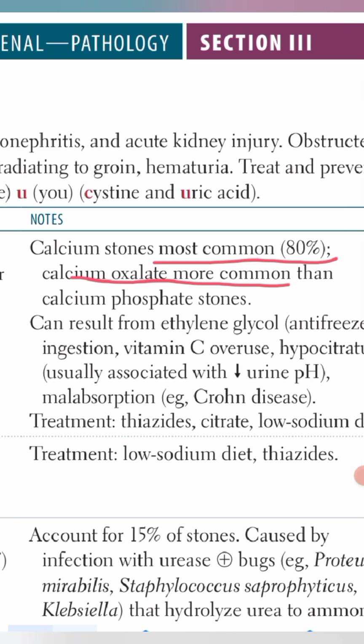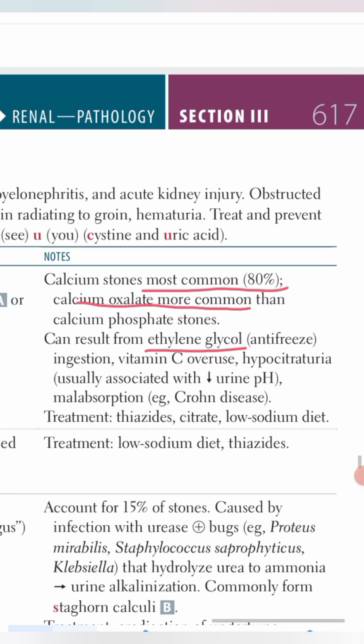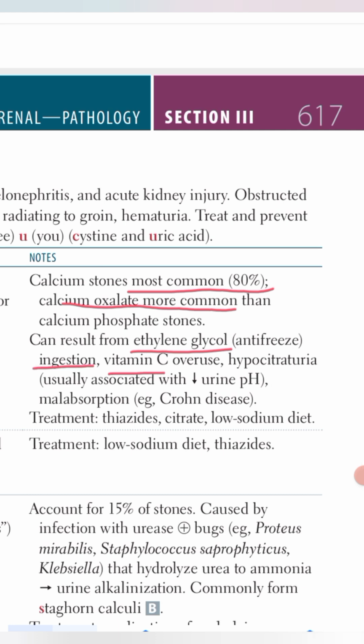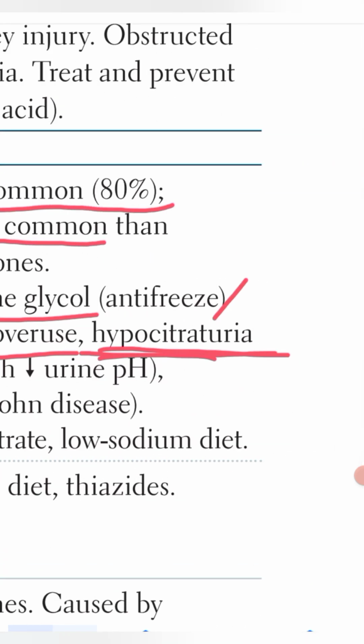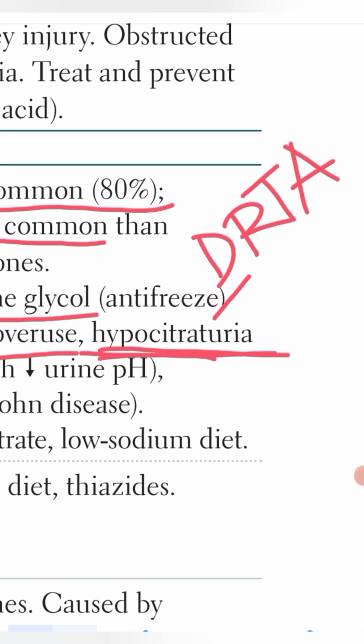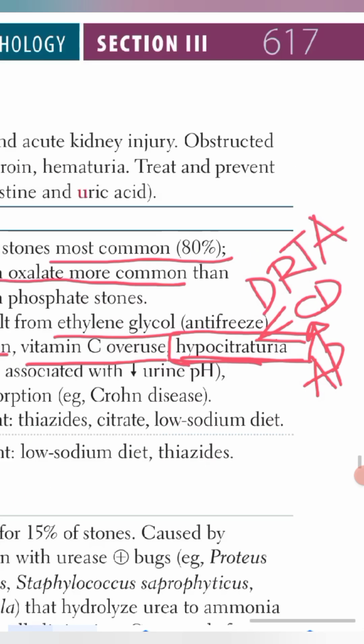So how can they result? They can result from ethylene glycol ingestion, that is antifreeze, vitamin C overdose, or hypocitraturia. When there is a decreased level of citrate, it happens in conditions like distal renal tubular acidosis, known as RTA type 1. Low level of citrate is seen in chronic diarrhea, and when we increase the intake of animal proteins, there will be less citrate in the urine.